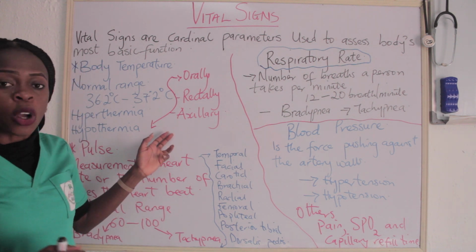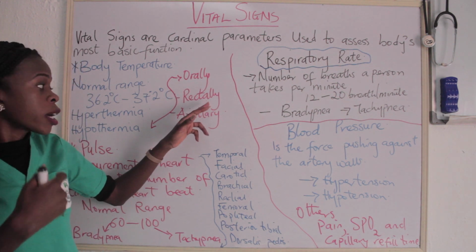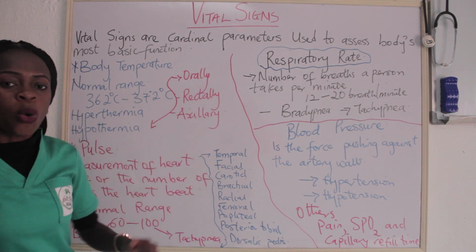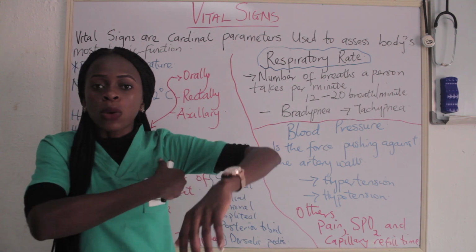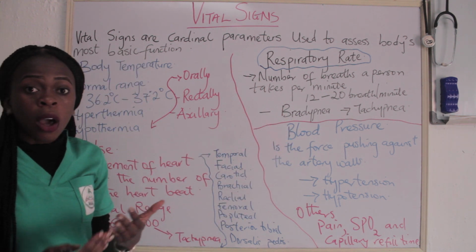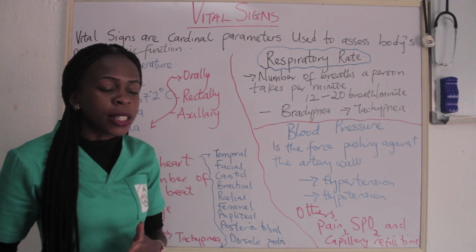Your body temperature can be taken orally with your mouth, that's beneath the tongue. It can be taken rectally through the rectum, and also axillary, the popular one we see, in the axillary region. So these 3 are the common ways in which we can take body temperature easily.